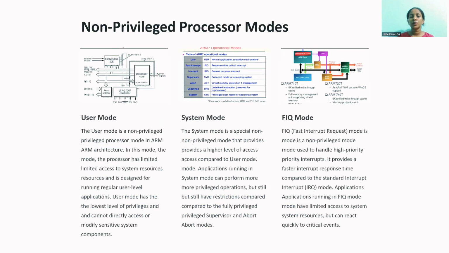Next one is about the non-privileged processor mode. The first one is about the user mode. The user mode is a non-privileged processor mode in ARM architecture. In this mode, the processor has limited access to the system resources and it is designed for running regular user level applications. The user mode has a lower level of privilege and cannot directly access or modify the system components.